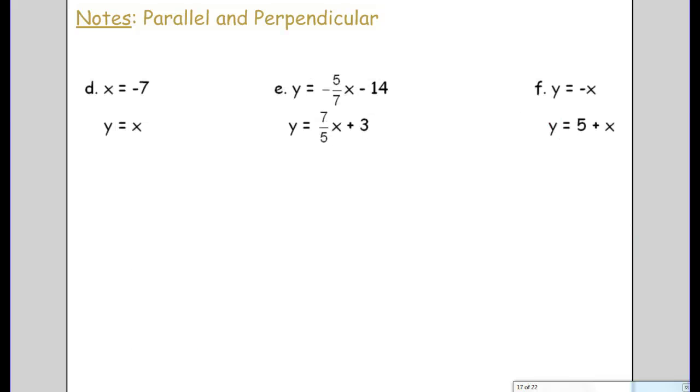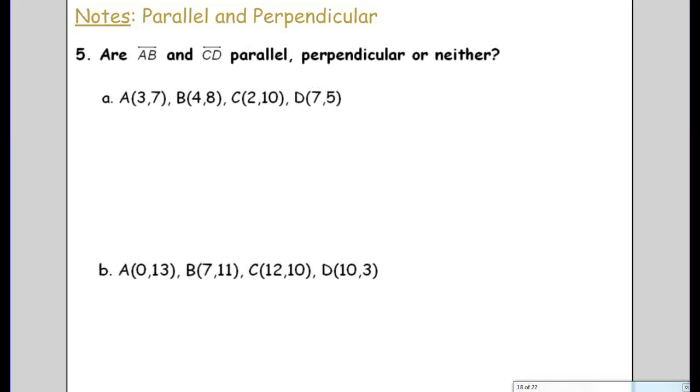We're getting close, guys. Oh, these are just captured separately. Okay, cool. Are A, B, and C, D parallel, perpendicular, or neither? We're only going to do one of these. We're just going to do A. We're going to do it together.